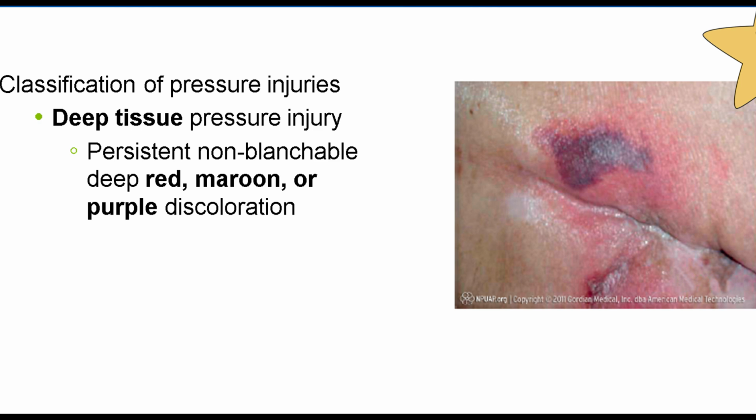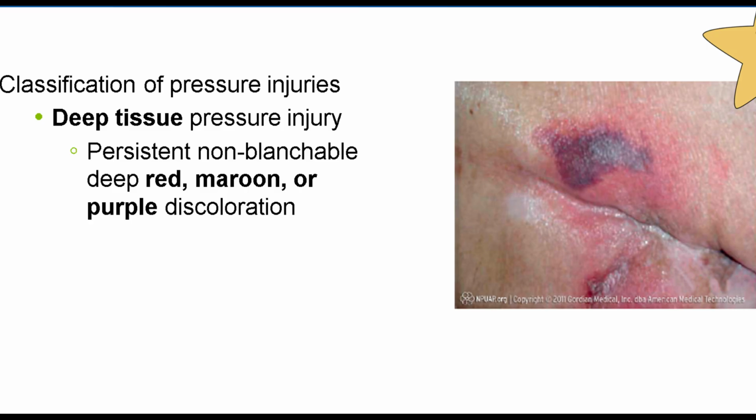Deep tissue pressure injury, also called DTPI. A deep tissue pressure injury appears as persistent, non-blanchable red, maroon, or purple discoloration. The skin may be intact, or the patient may have a blood-filled blister. This represents damage to the deeper tissues beneath the surface, often caused by intense pressure or shear. Even though the skin may look intact, severe underlying injury has already occurred.